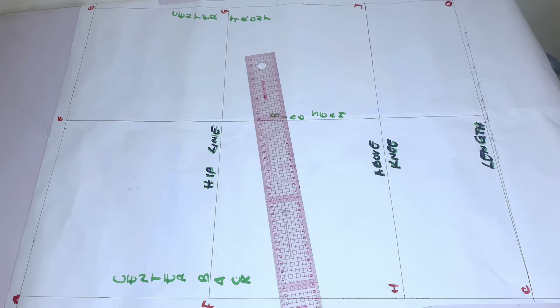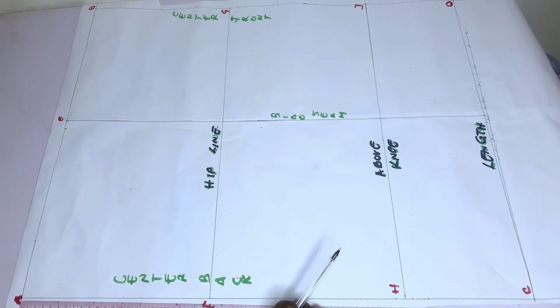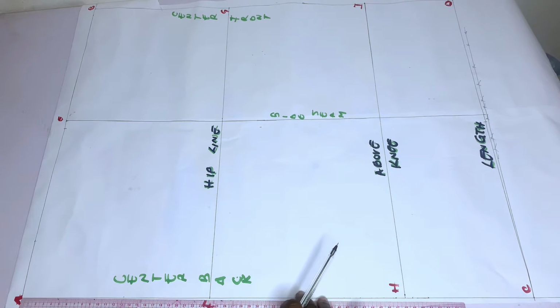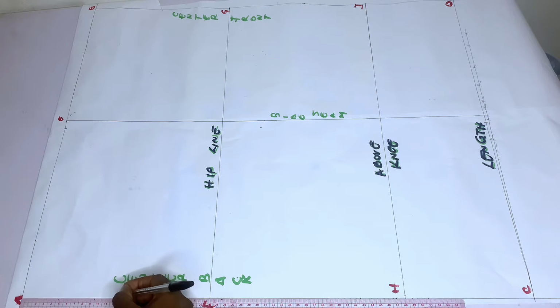First, we're going to start by marking our upper hip line. My upper hip line is the midway between my natural waist and my hip line. So A to F is my waist to my hip line, divided by 2. It's 22 cm divided by 2, which is 11 cm. I'm going to mark that as point J, and I'll do the same procedure from B to G, divided by 2, and that mark will be point K.